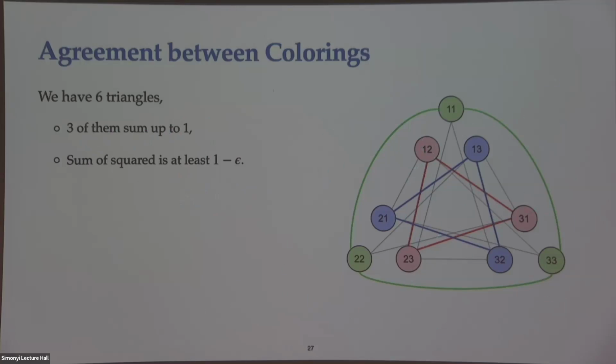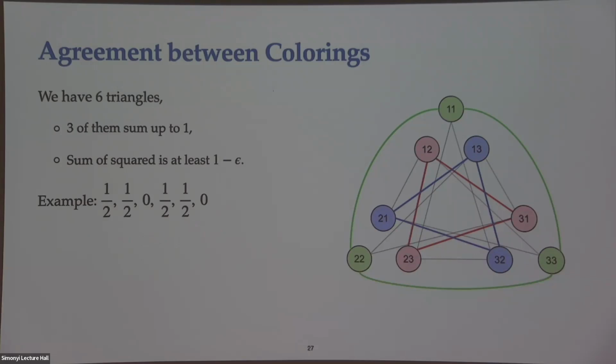So one example that this can occur is this. There are 6 triangles, 4 of them are half. These 3 sum up to 1, these 3 sum up to 1. And their sum of squares is at least 1 minus epsilon, here exactly 1. This is one example.